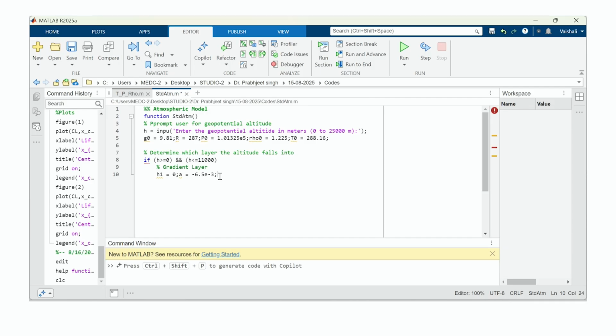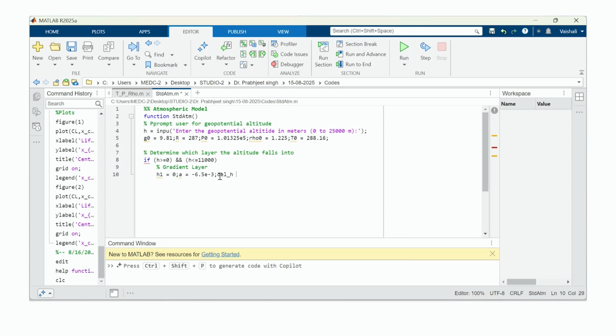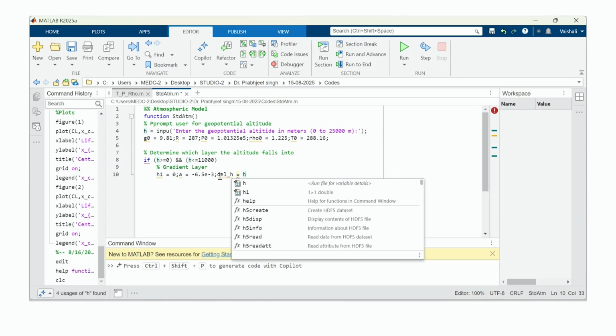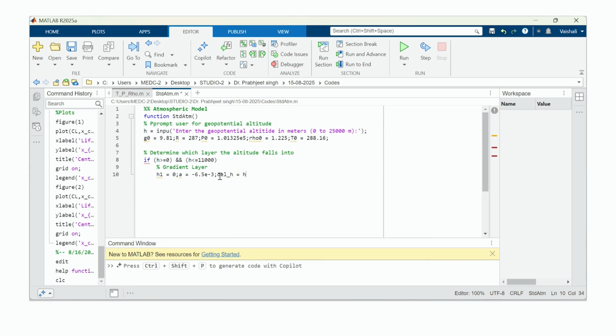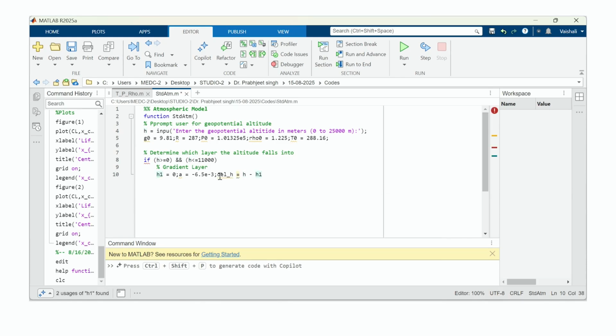Next is the change in altitude. I'm writing del underscore h, the change in altitude, equals h, which has already been entered by the user, minus h1. You can notice that MATLAB recognizes the space; I can enter minus with or without spaces. Just for it to look good, I am entering spaces. So del h equals h minus h1.